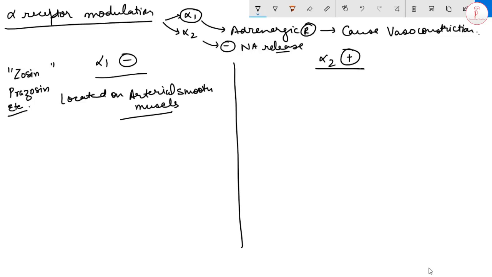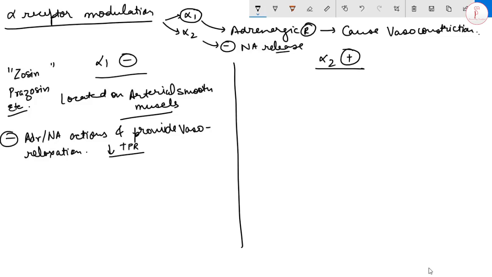They are located on arterial smooth muscles, and they inhibit the actions of noradrenaline and adrenaline, and they provide vasorelaxation. So this leads to reduction in total peripheral resistance, and they have less effects on cardiac output, glomerular filtration rate, and renal blood flow.